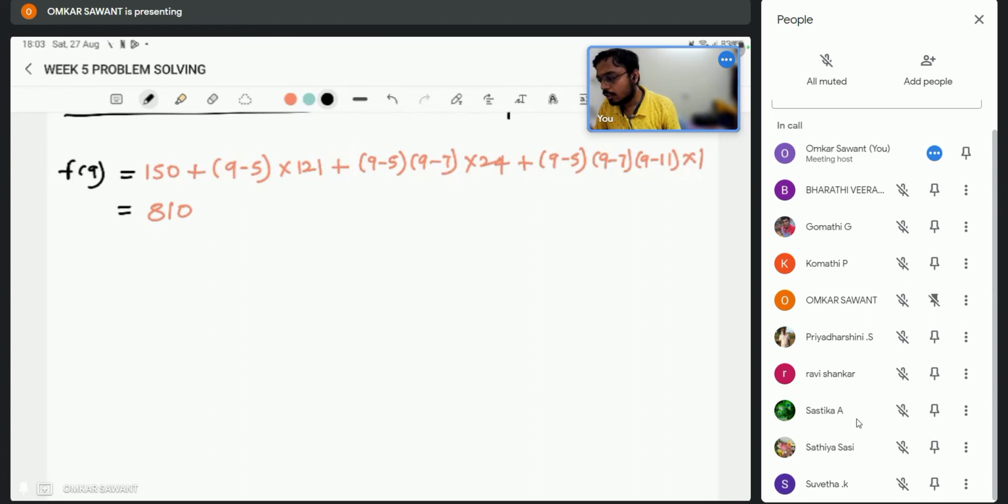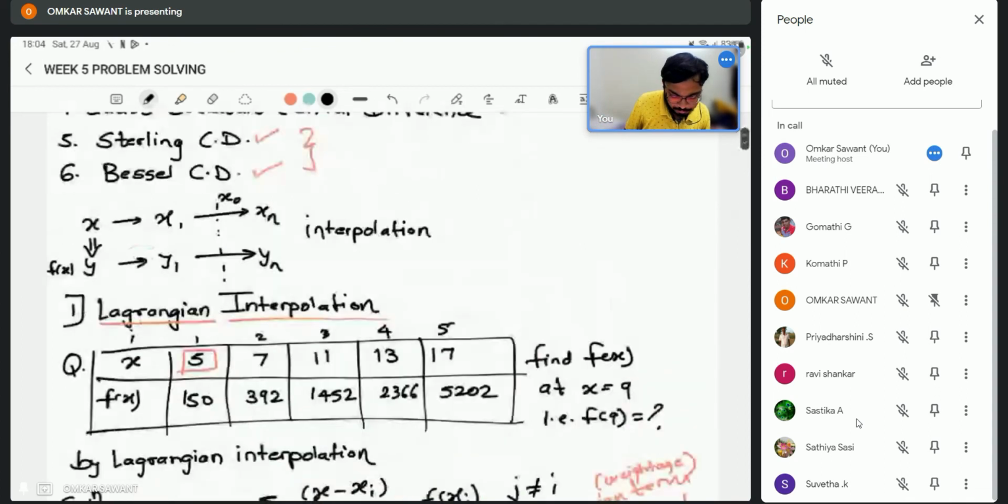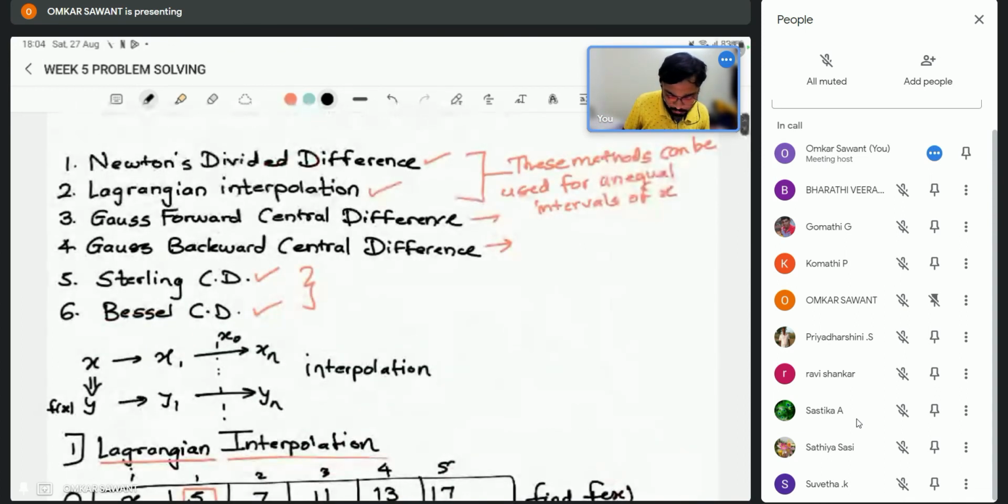Okay, let's take the problem based on it, if these methods are not taught. I have to take a problem on Stirling. Okay, so let's take a problem on the Stirling method. Do you know the Stirling formula for the Stirling central difference interpolation? Can anyone tell me the formula for the Stirling interpolation?